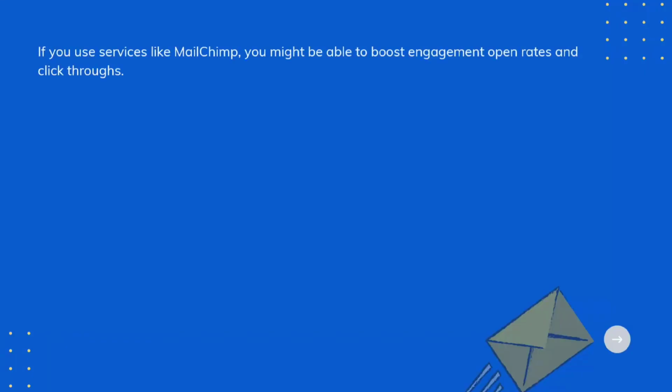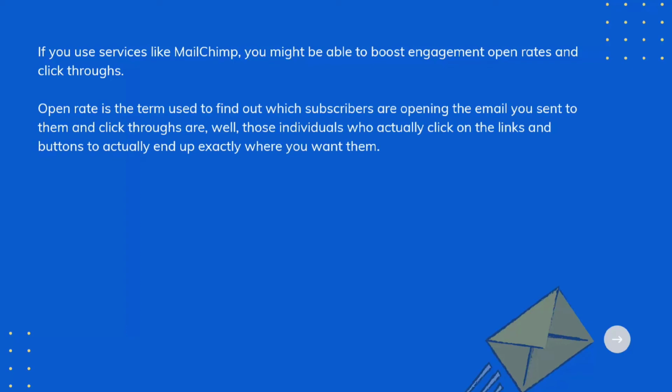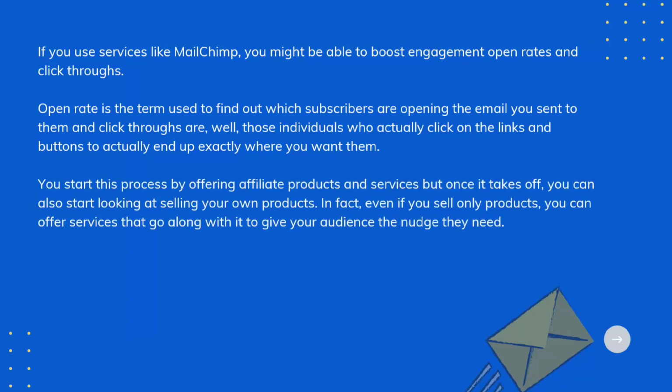If you use services like MailChimp, you might be able to boost engagement open rates and click-throughs. Open rate is the term used to find out which subscribers are opening the email you sent them, and click-throughs are, well, those individuals who actually click on the links and buttons to end up exactly where you want them. You start this process by offering affiliate products and services, but once it takes off, you can also start looking at selling your own products.